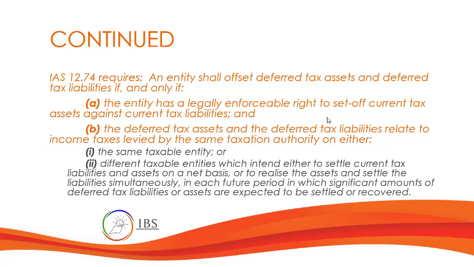Okay, continuation of IAS 12.74 requires an entity shall offset deferred tax assets and deferred tax liabilities if and only if the entity has a legally enforceable right to set off current tax assets against current tax liabilities, and deferred tax assets and deferred tax liabilities relate to income taxes levied by the same taxation authority on either the same taxable entity or different taxable entities which intend either to settle current tax liabilities and assets on a net basis or to realize the asset and settle the liabilities simultaneously in each future period in which significant amounts of deferred tax liabilities or assets are expected to be settled or recovered.